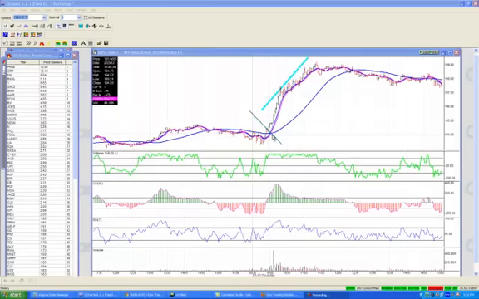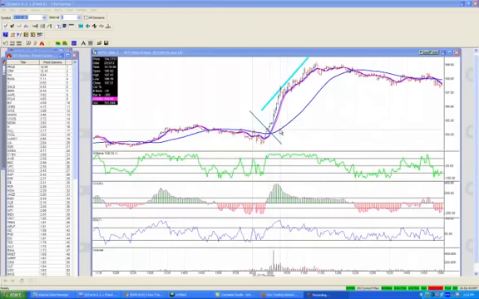Okay, we have here on the chart the 8-period simple moving average of the open and the 8-period simple moving average of the close. When the close is above the open, and as you can see there's a space in between them, we are getting an emergence of a trend.